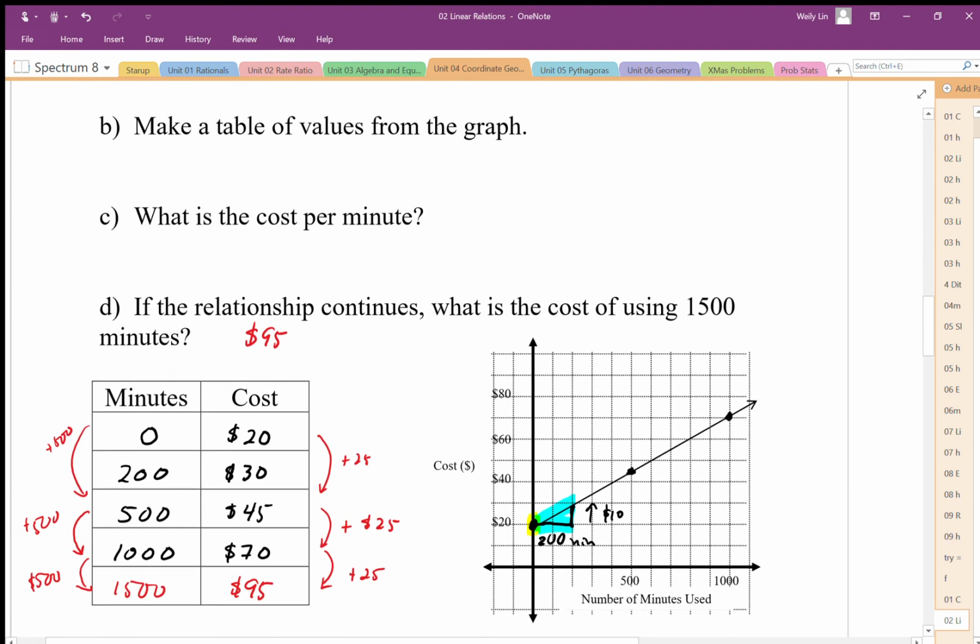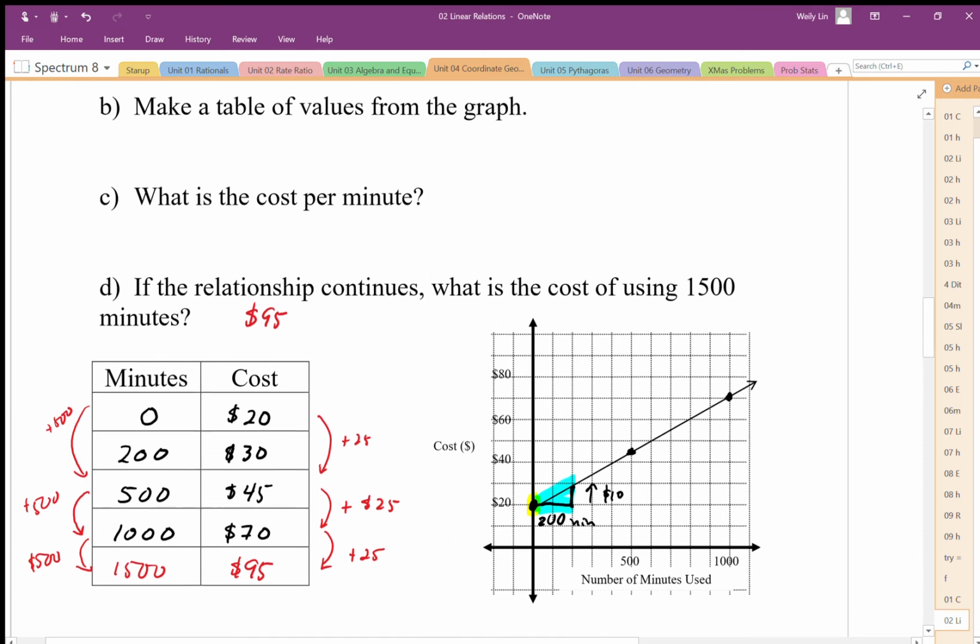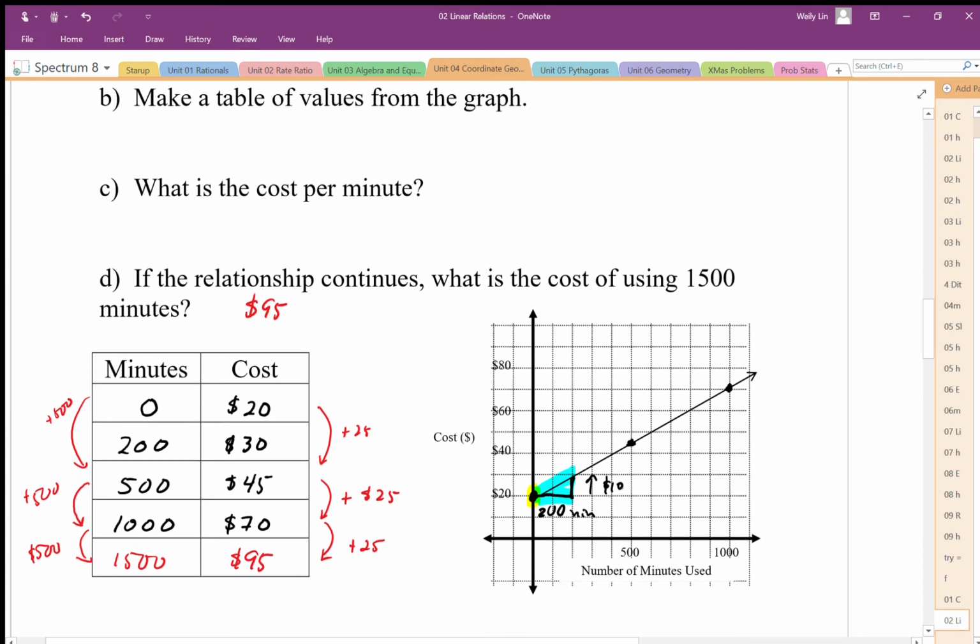Oh, I think I kind of missed one question here. So what is the cost per minute? Well, if it goes up $10 for every 200 minutes, this is my ratio, $10 for 200 minutes. Well, this is a proportion, and my proportion is going to be the same for this because I have similar triangles here.